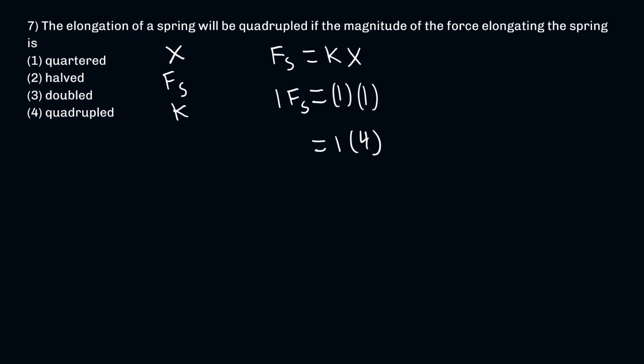That gives me now 4 times the original force, which we can just call 1. So that means that if I quadruple the elongation of the spring, my force is going to quadruple as well, because there's no squared factor, there's no anything else. So this is a direct relationship. If that quadruples, then the force has to quadruple as well. So answer choice 4 is going to be the answer for this question. So let's move on to my next example.